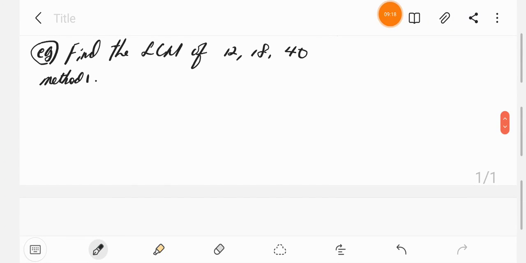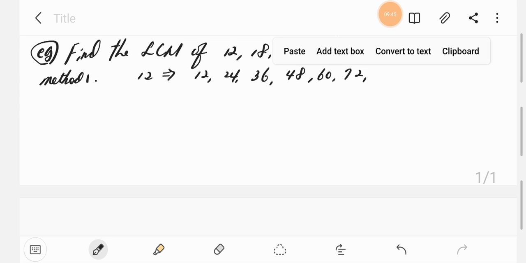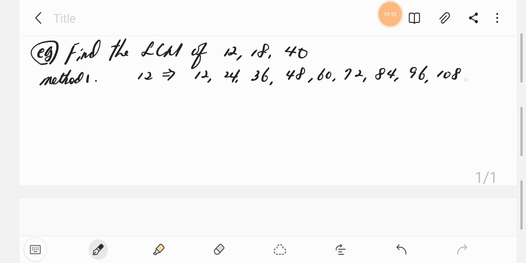Then let's find the LCM of 12, 18, and 40. Let's use method 1. So method 1 is, let's find the multiples of each number. Multiples of 12 are 12, 24, 36, 48, 60. This is not an efficient way, but let's try. 72, and then 84, 96, 108, and so on.